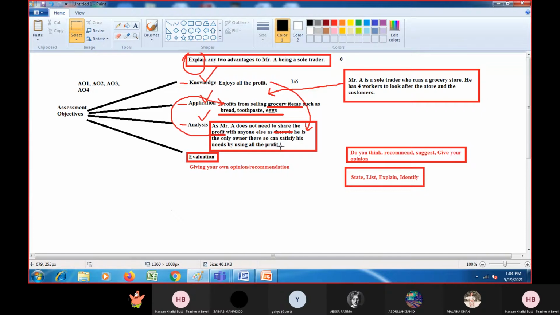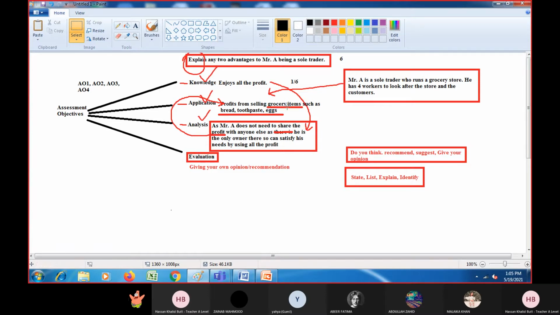Obviously profit will be earned, and then Mr. A can use that profit for satisfying his own needs and wants, right? This is analysis, and I told you I just replaced the word profit, which I underlined, with profits from selling grocery items such as bread, toothpaste, and eggs.